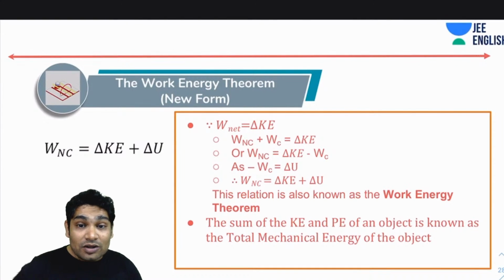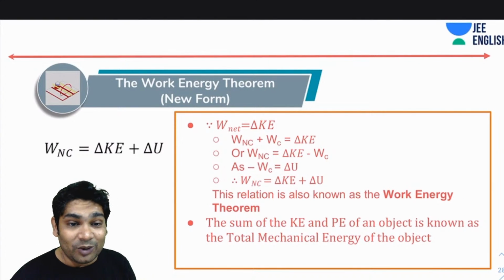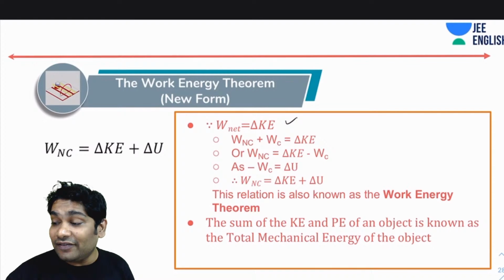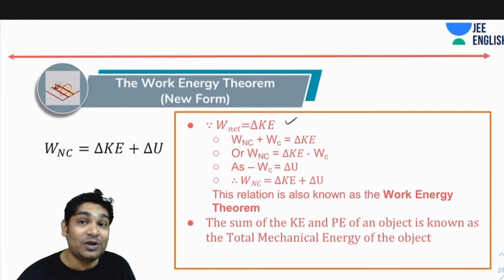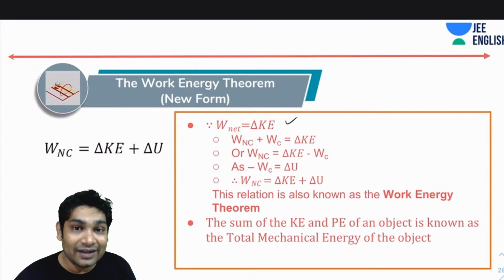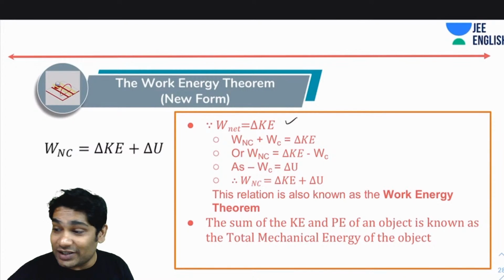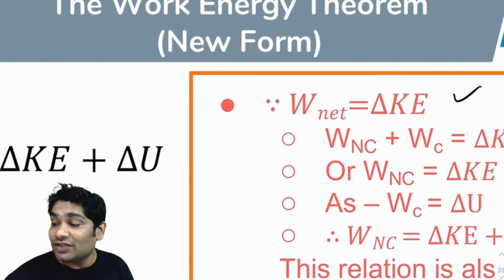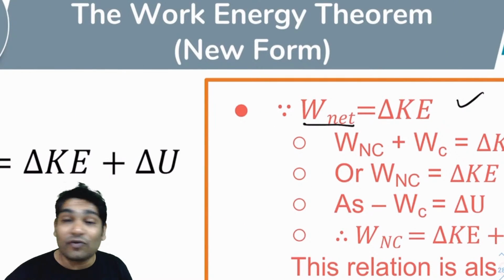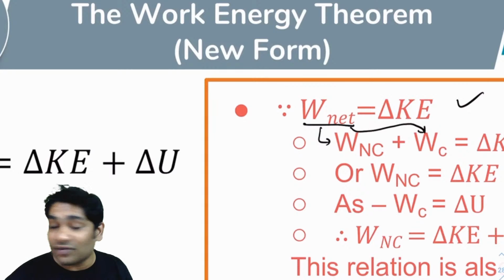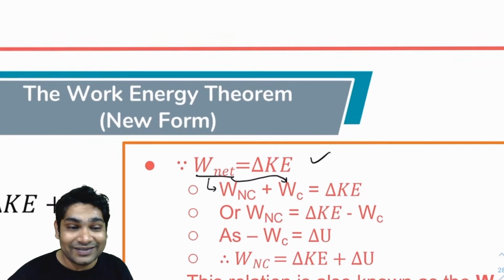Alright, so let's talk about the work energy theorem one more time. So remember, yesterday we wrote our work energy theorem as the net work done by all the forces is equal to delta KE. Remember? Right, so today we discussed that all forces can be divided into two parts. So I can write this net work in two parts: work done by non-conservative forces plus work done by conservative forces.